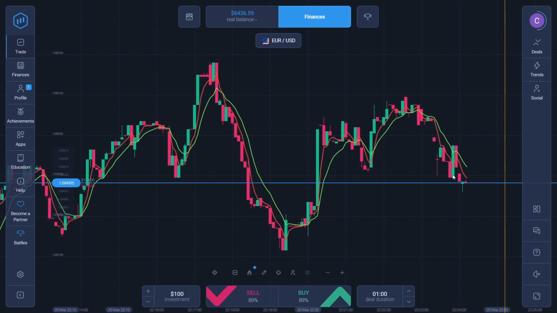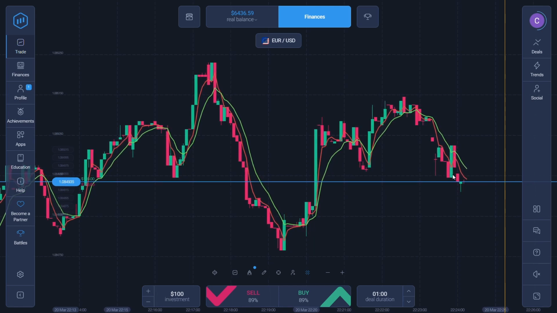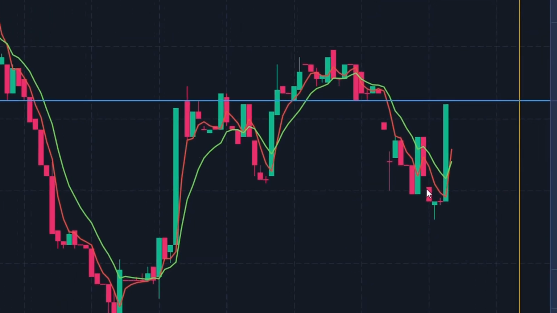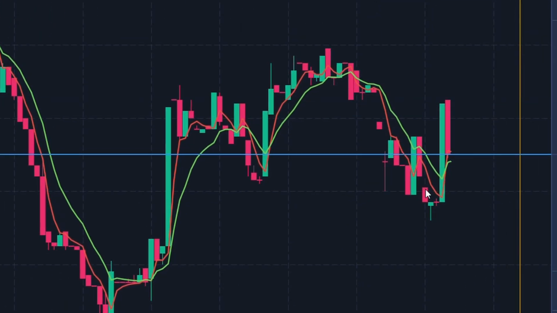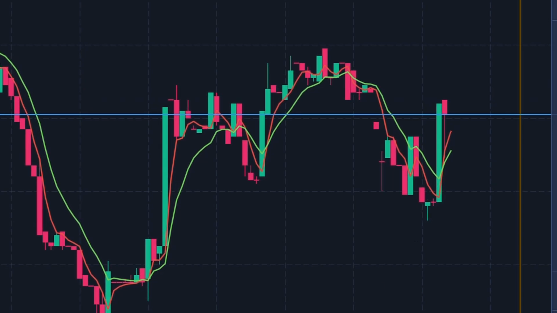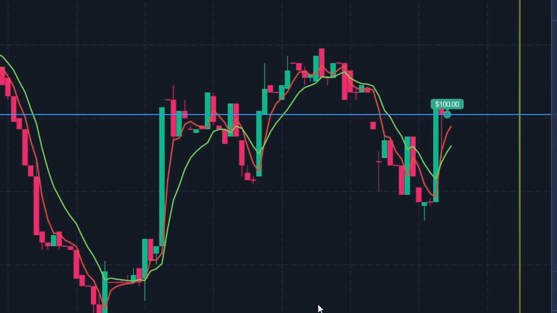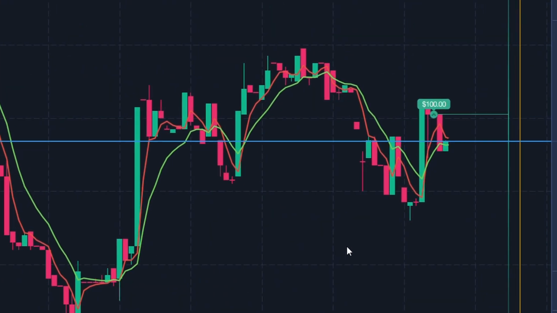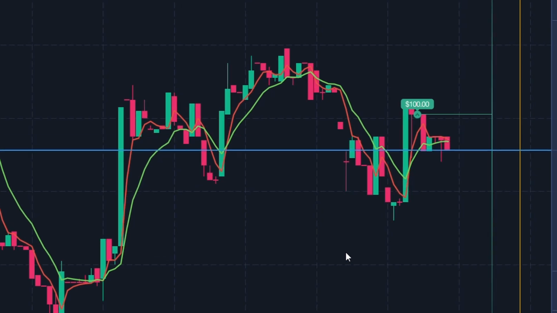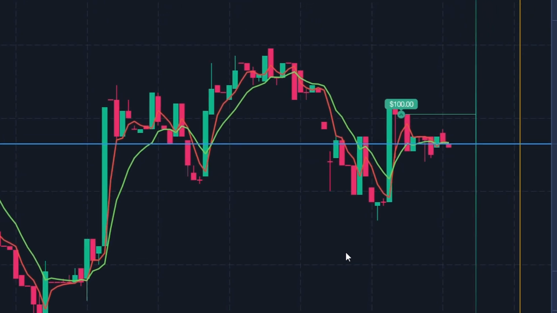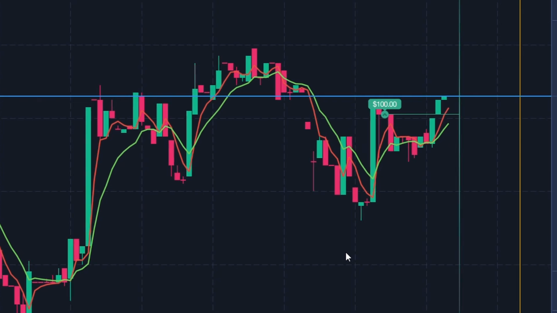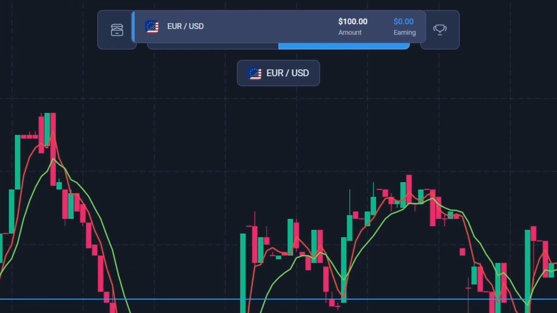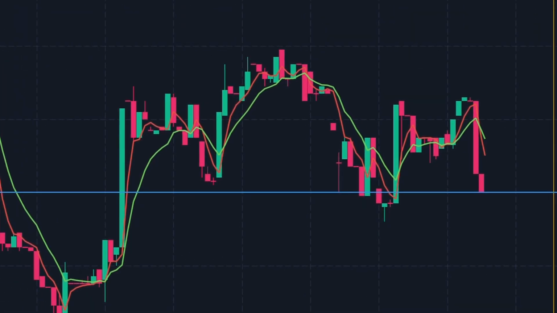Now let's place a few more trades using this strategy. Here we can see the 3 EMA line has crossed above the 8 EMA line, signaling an upward trend. So I will place a $100 buy trade in the market. Well, we lost that trade. If we were to enter a bit earlier, we would have won that trade.